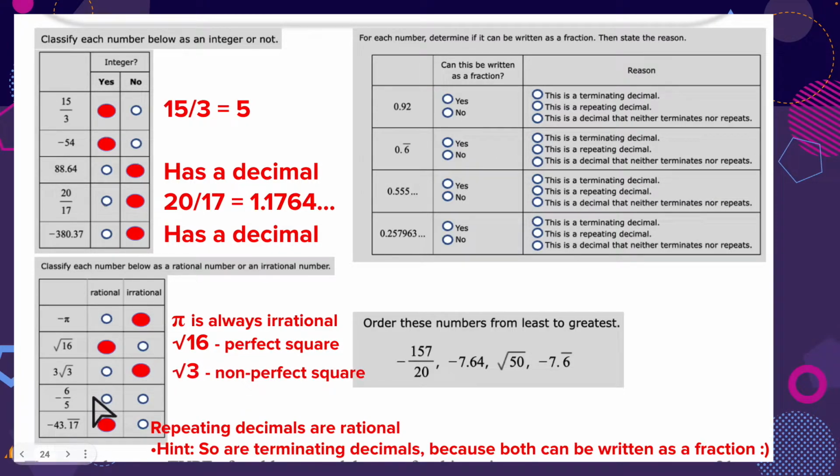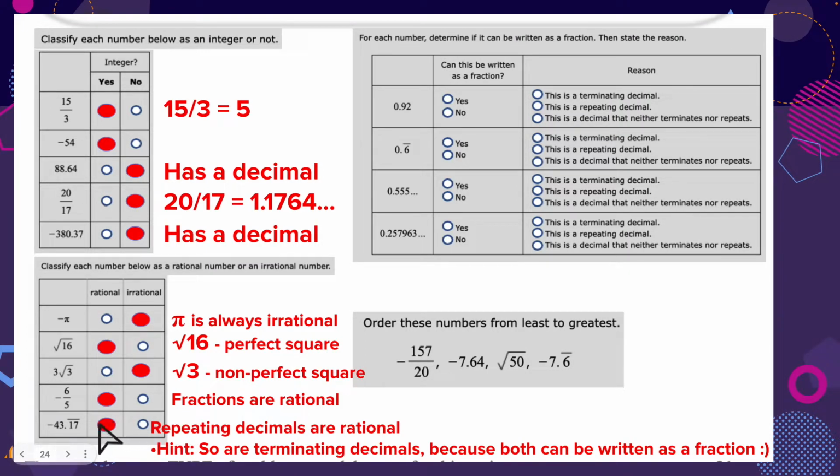And then negative 6 over 5, that's written as a fraction, so that is immediately rational. If you can write it as a fraction, it's a rational number. And then here, this shows negative 43.17 with a bar over it, so it's repeating. Repeating decimals are rational. Hint, so are terminating decimals because both can be written as a fraction. So that was the part that wasn't animated quite yet, but it is rational.